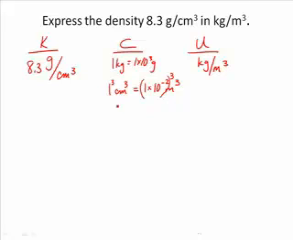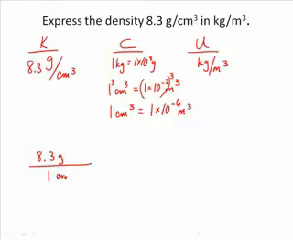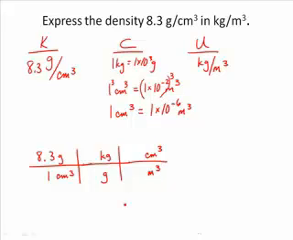So if I go ahead and write this out, this tells me that 1 cubic centimeter is going to be, if I do 1 times 10 to the minus 2 and cube that, I get 1 times 10 to the minus 6 cubic meters. Okay? So let's set that up. We have 8.3 grams per 1 cubic centimeter. Then let's just do our grams first. So grams to kilograms, I can do that in one step. And then for the bottom, cubic centimeters to cubic meters, I can do that in one step.